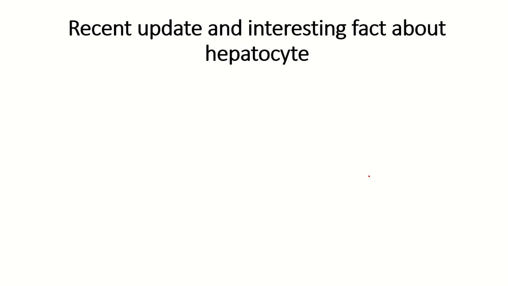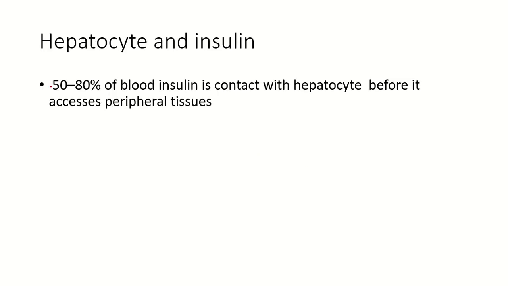Now the recent updates and interesting facts about hepatocytes. Hepatocyte and insulin. 50 to 80% of blood insulin is cleared by hepatocytes before it accesses peripheral tissue.